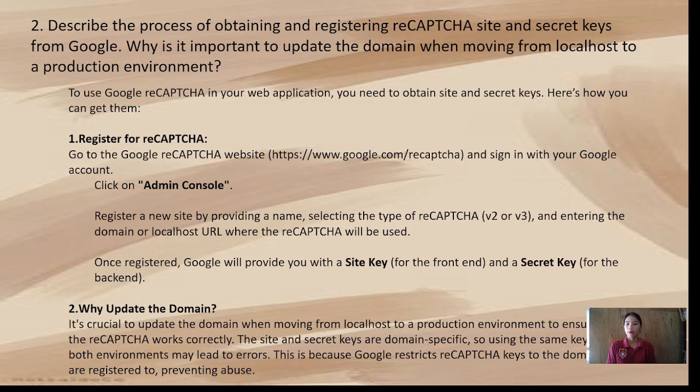So to use Google reCAPTCHA in your web application, you need to obtain site and secret keys. Here's how you can get them. 1. Register for reCAPTCHA. Go to the Google reCAPTCHA website and sign in with your Google account. Click on Admin Console. Register a new site by providing a name, selecting the type of reCAPTCHA, V2 or V3, and entering the domain or localhost URL where the reCAPTCHA will be used. Once registered, Google will provide you with a site key for the front end and a secret key for the back end.